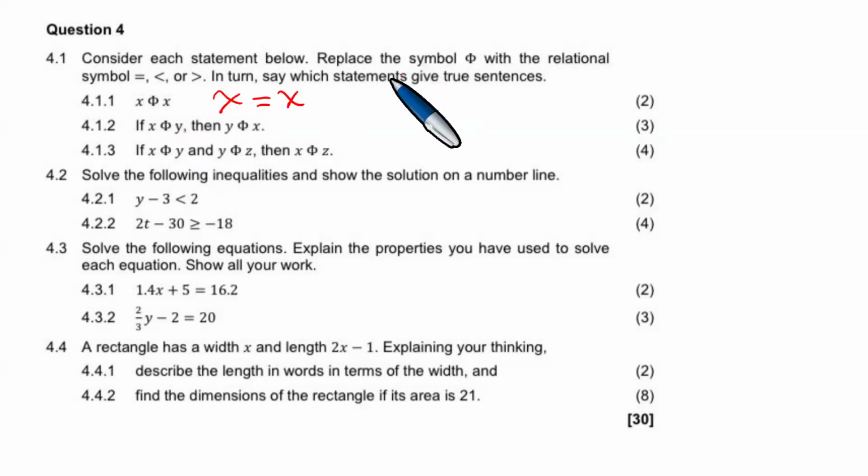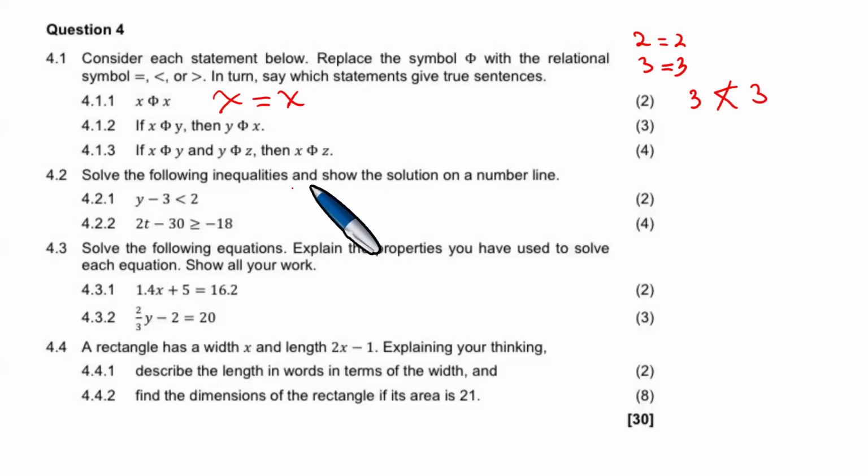As we know, for instance, the number 2 is equal to 2, the number 3 is equal to 3. The number 3 is not less than itself, but the number 3 is actually equal to itself, so x equals x. Okay, so we continue.